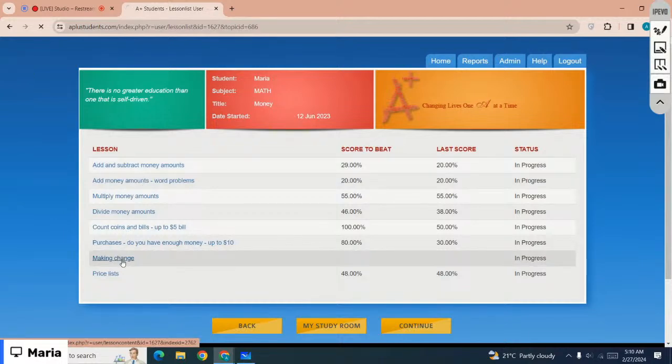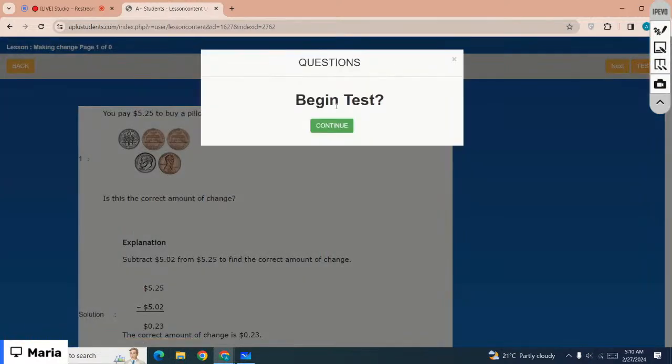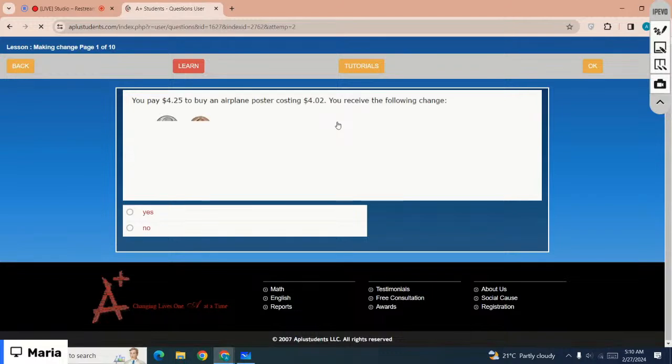Let's just start with the test questions. You pay $4.25 to buy an airplane poster costing $4.02. You receive the following change. Is this the correct amount of change? Like that is 4.02, right? So that means you must have 23 pennies. So is this the correct one?